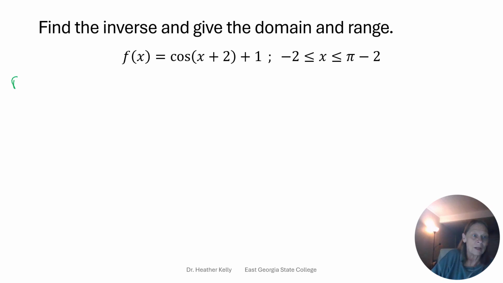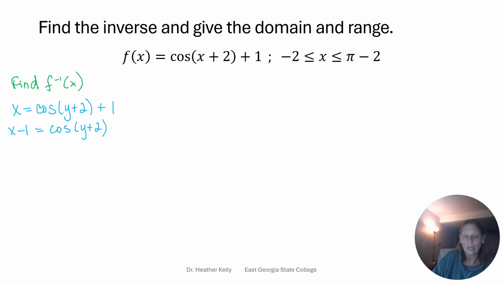So first, let's find the inverse. So first I'm going to find f inverse of x, right? And we flip x and y. We replace f of x with y, and then we swap x and y. So we're going to have x is equal to the cosine of y plus 2, plus 1. And now we're going to solve this for y. So we have x minus 1 is equal to the cosine of y plus 2.